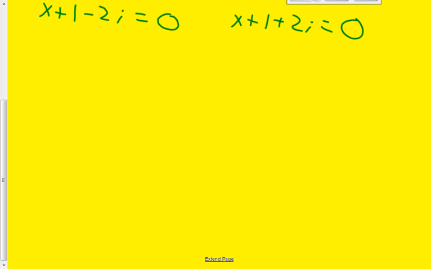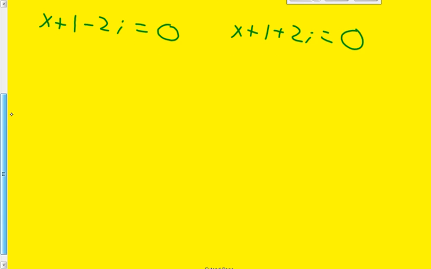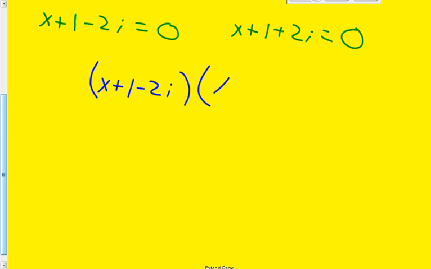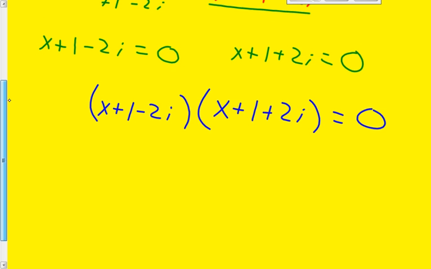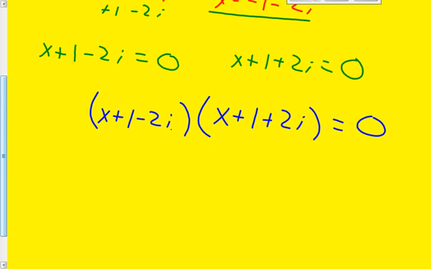Now class, what we're going to do is we want to form an equation out of these two. So the way that we do that is we multiply them together. So x plus 1 minus 2i, we're going to multiply it by x plus 1 plus 2i. That equals 0. So now we're going to multiply a trinomial times a trinomial. Hopefully you remember how to do that from chapter 5. I'm going to give you a couple hints as we go along the way. The first hint I'm going to give you before we even get started is that, as you can see, I have imaginary numbers in my trinomials.